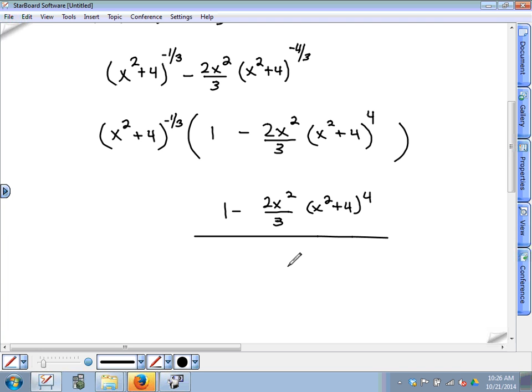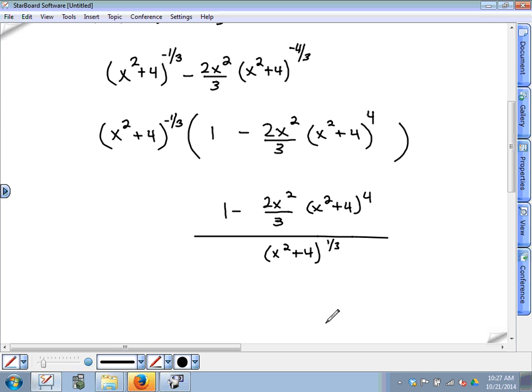Why are we now creating a fraction out of this? Because this has a negative exponent. Instead of multiplying the whole thing with a negative exponent, we can divide the whole thing with a positive exponent. And that's the derivative.